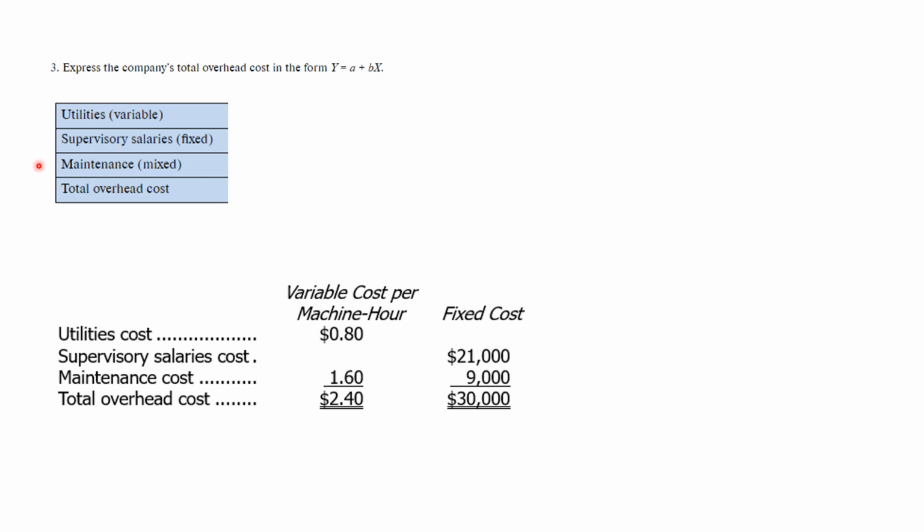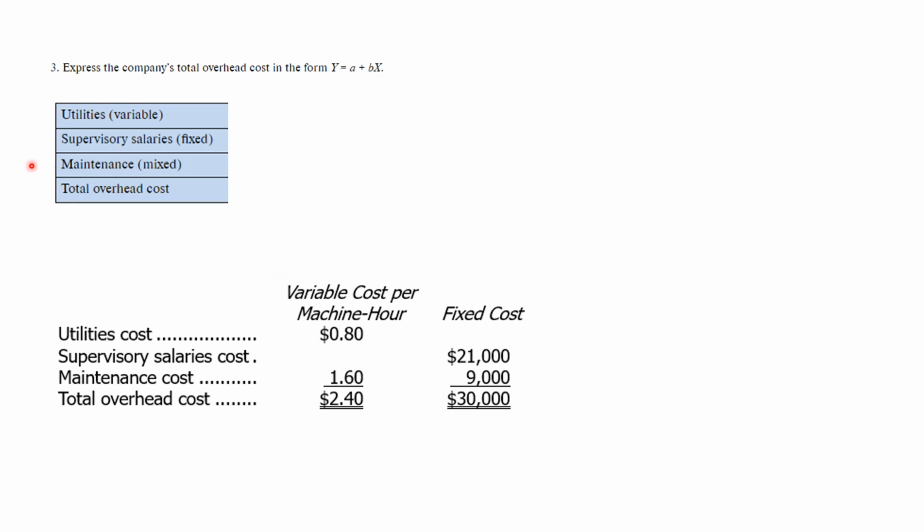So in order to make a formula, we're going to have to separate all of the variable costs and all of the fixed costs. We can figure out what should be going in our A and what should be going in our B. So let's look at our variable cost per machine hour. We'd already figured out in previous requirements that the variable cost per unit, which in this case is machine hours, for our utilities, remember it was totally variable, was 80 cents per machine hour. So that's going to go into our variable costs.